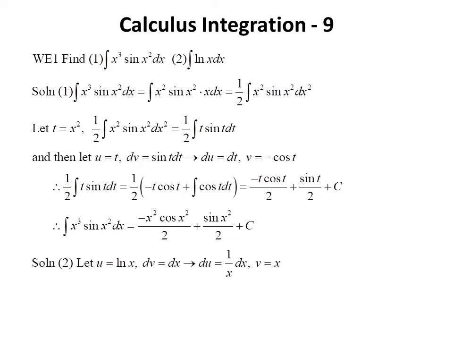As for the second antiderivative, we let u equals ln of x and dv equals dx. That led to du equals 1 over x dx and v equals x. Hence, according to the rule of integration by parts, the antiderivative can be written as x ln of x minus the integral of x times 1 over x dx, which equals x ln of x minus x plus c.